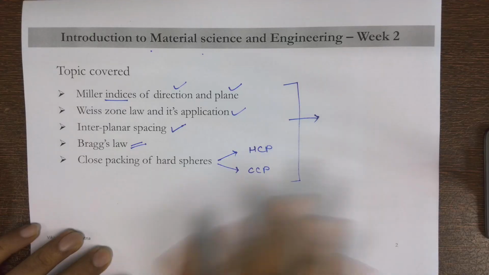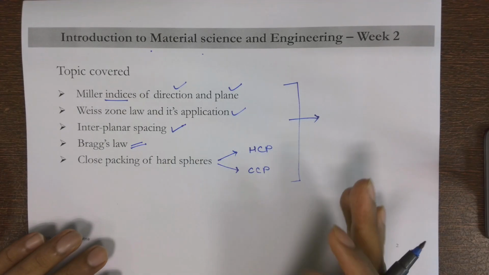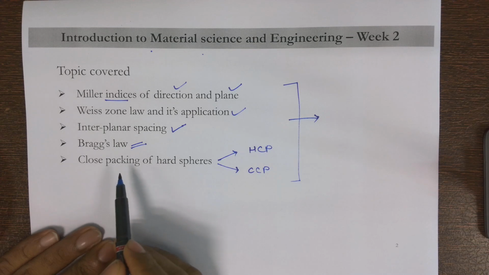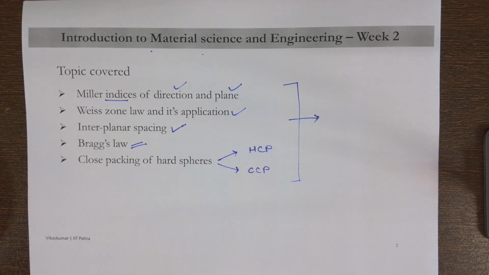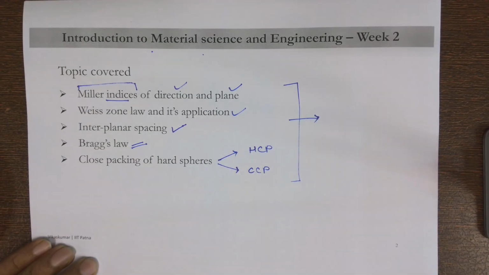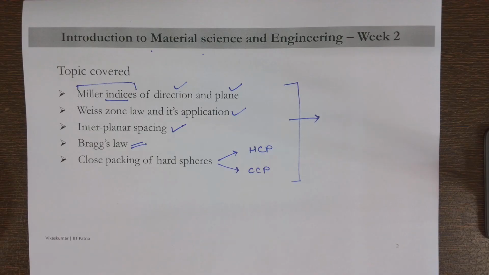Before we move ahead and solve the questions, I would like to ask, do you have any doubt in this particular list of topics that has been covered in the class? If you have, feel free to unmute yourself. Can you explain the Miller indices once again? Okay, yeah, that's great. So we need to understand this Miller indices part. Anything else, guys?